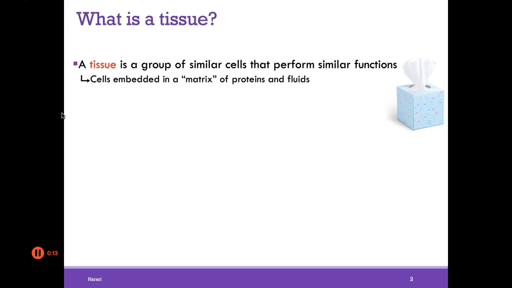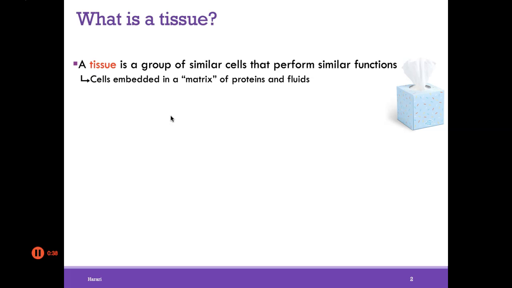So what is a tissue? When we're discussing tissues, we're not talking about the ones you have on your desk right now. We're talking about a group of similar cells that all work together to perform a similar function. So the definition of a tissue is a group of similar cells and also their cell products that work together to perform a specific structural or physiological role in an organ.